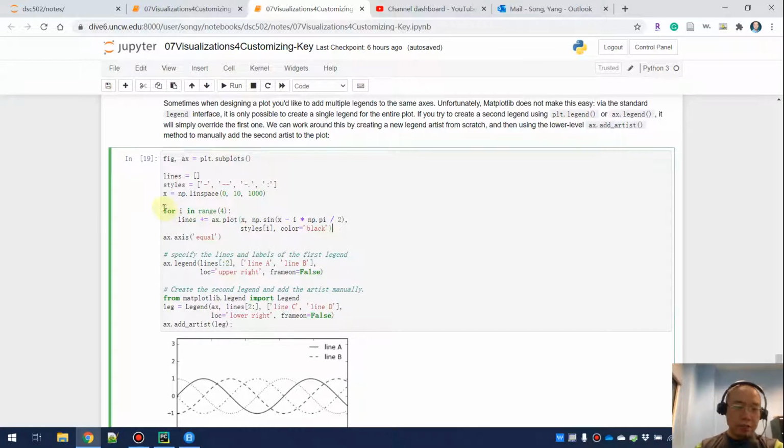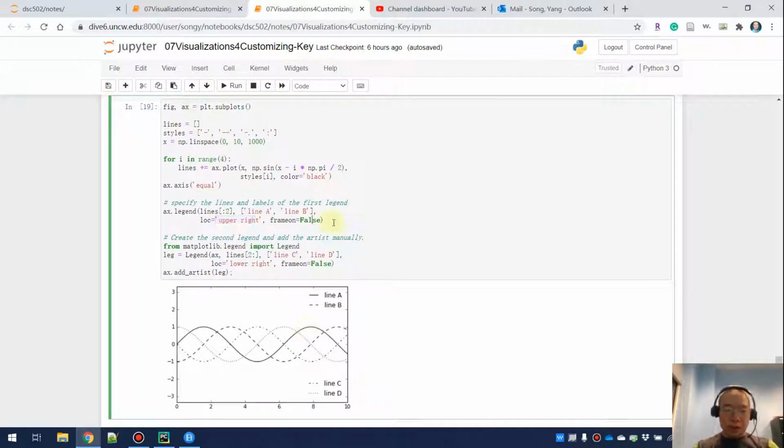For this example, I'm using a total of four different sine curves. And after that, I'm grabbing the first two lines, and then I'm using the legend, line one and line two, and I'm showing the legend on the upper right. So for here, I'm only showing the legends for two lines, and then we know how to do that. We did some cherry picking, and then we only show the legends for part of the lines. And after that, for the two remaining lines, I want to show the legends on the lower right corner.